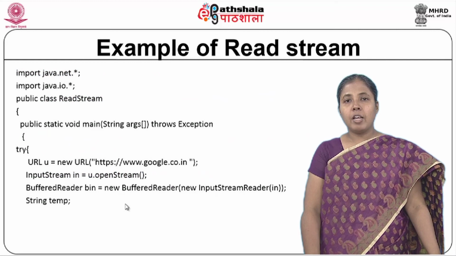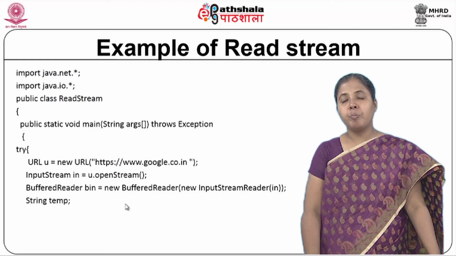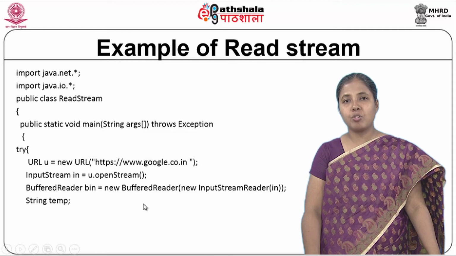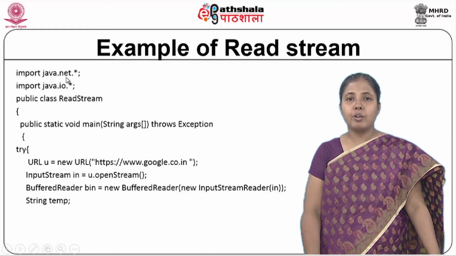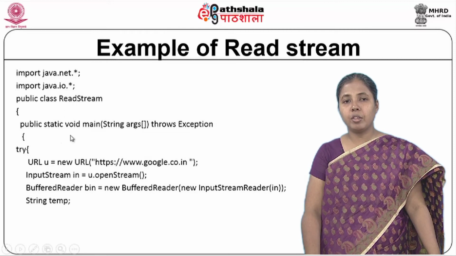Now, this is an example program to read a stream from a URL. Given a URL, you want to read a stream from a server. The first thing you need to do is import the package java.net.*, and since you are going to use some of the IO classes, import the package java.io.*. Then define a class and have a main method. The first step is to create a URL object specifying the string specification of the URL. Now, we want to read the contents of the URL that is available at google.co.in.